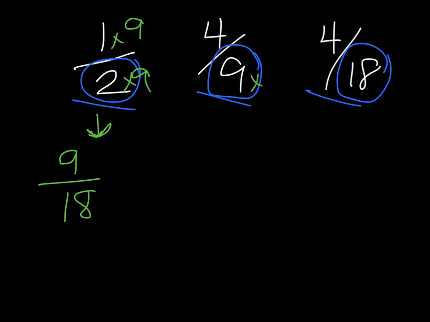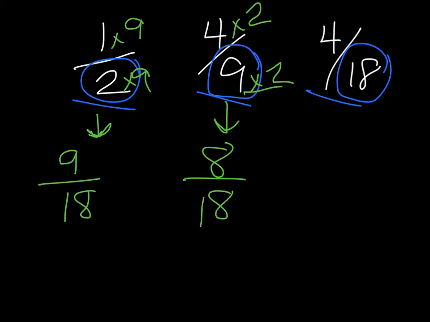I know that 9 times 2 equals 18. So I'm going to make a new equivalent fraction. When I'm doing equivalent fractions, whatever I do to the denominator, I have to do to the numerator. So now I'm going to do 4 times 2, which is 8, and 9 times 2, which is 18. So my equivalent fraction is 8/18. And then my last one, I already have an 18, so I don't need to do anything different to 4/18. So now I have 3 fractions that I need to order that all have an 18 as their denominator.